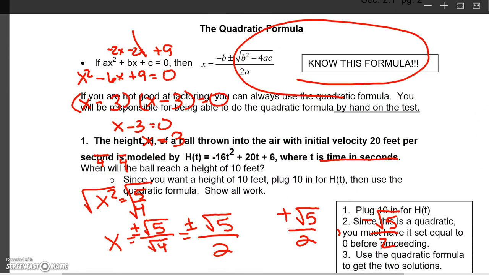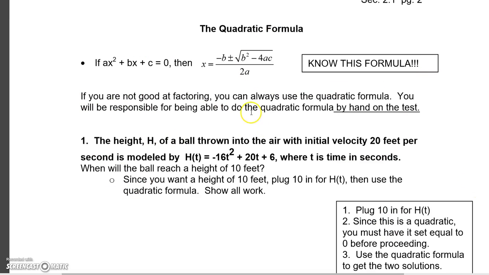Okay, the quadratic formula. It says know this formula. It says x equals the opposite of b plus or minus the square root of b squared minus 4 times a times c, the whole thing divided by 2 times a. It says if you are not good at factoring, then you can always use this. You will be responsible for being able to do the quadratic formula by hand on the test.